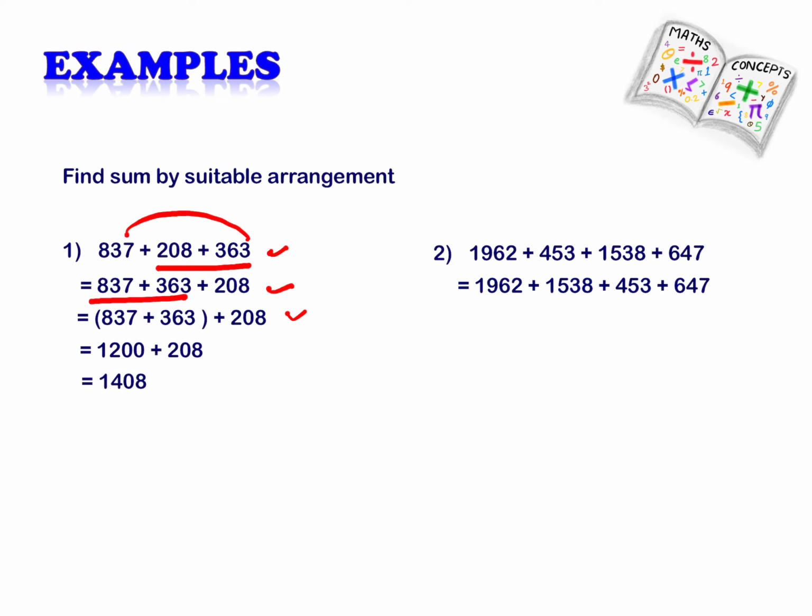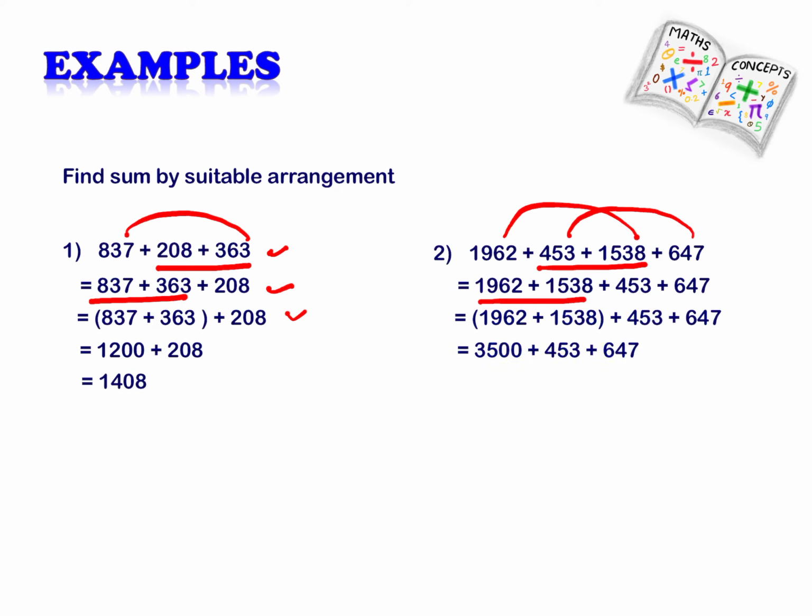The second example is 1962 plus 453 plus 1538 plus 647. Here also I know 7 plus 3 is 10, 8 plus 2 is 10. This is going to make our calculations easy. So I'll apply the commutative property for the middle two numbers and I'll exchange their places, which gives me 1962 plus 1538 plus 453 plus 647. Now I'll group the first two numbers together, that is applying the associative property.